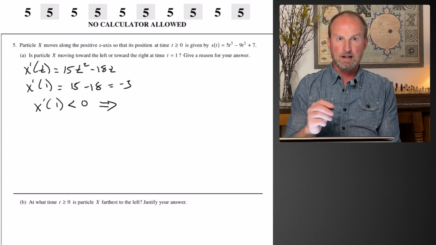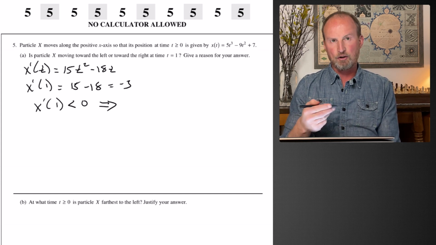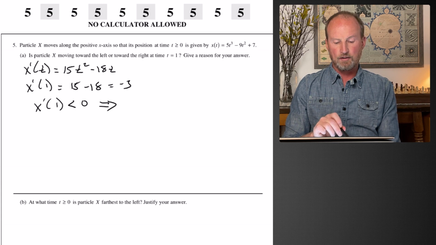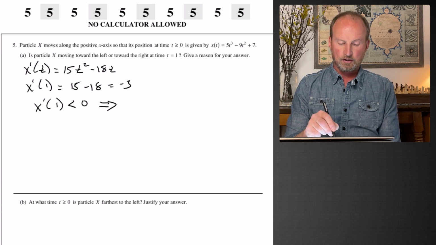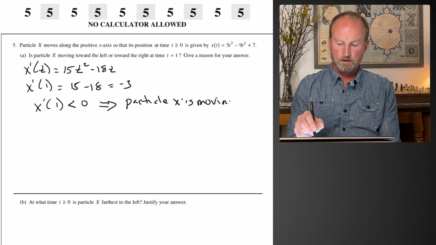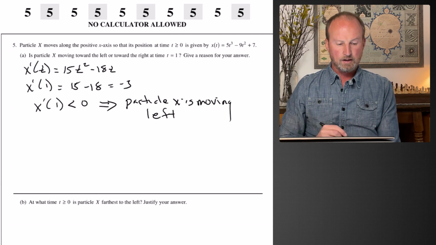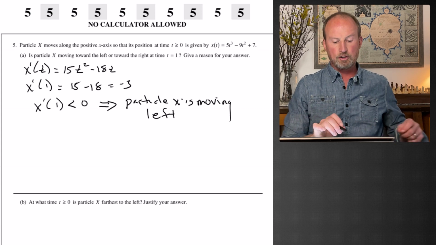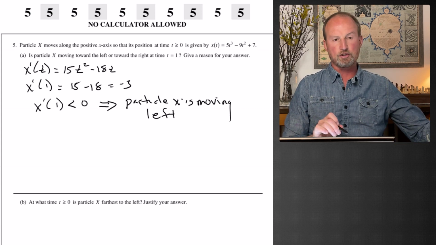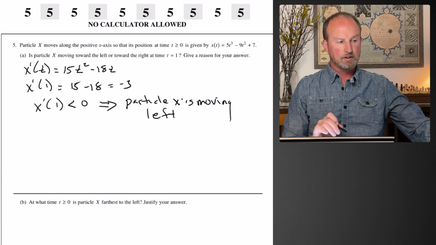Make sure you're connecting your statement with how you know that. So since this is the case, particle x is moving left. Since my position's derivative, or the rate of change of the position, is negative, my particle is moving left.